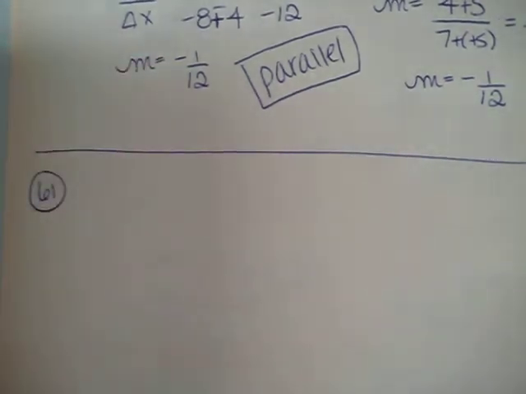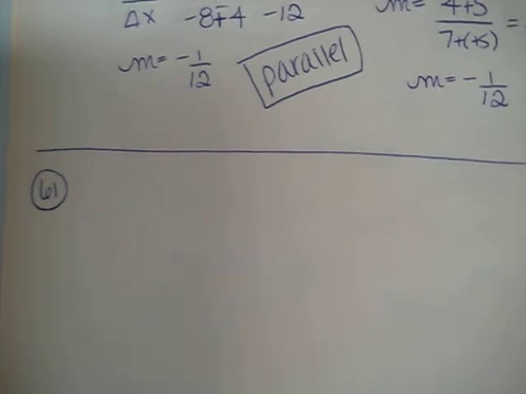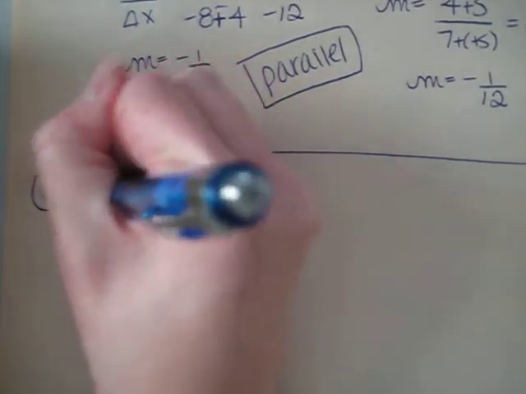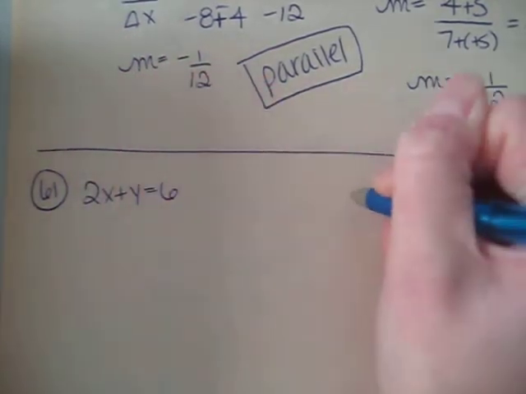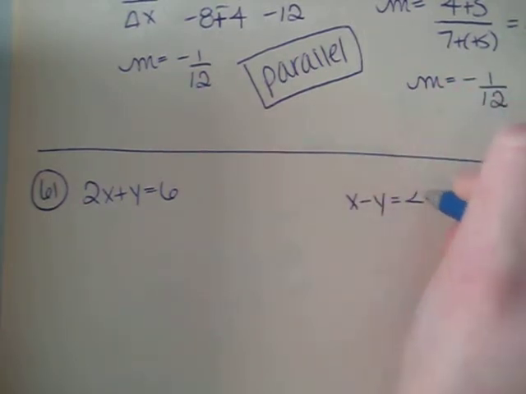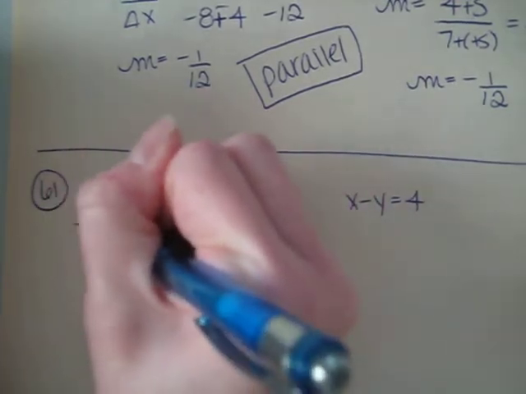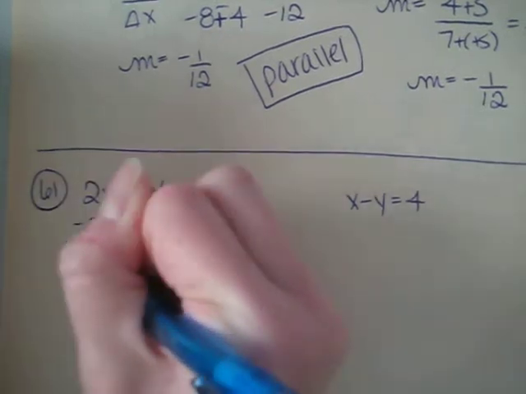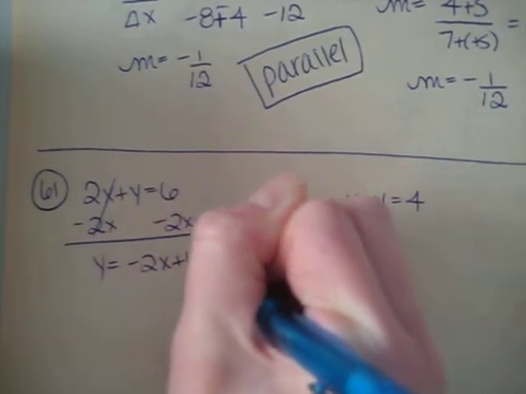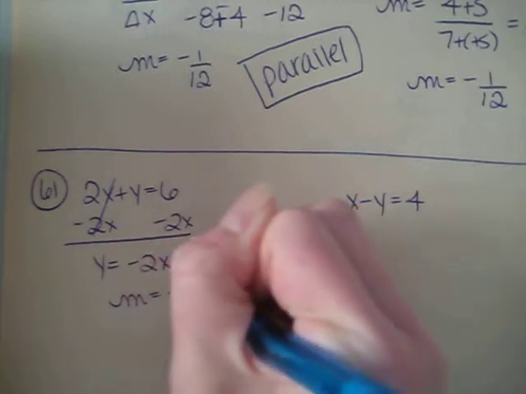Okay, our next one is number 61. Now at 61, I'm given 2 equations. So at 61, I'm going to use the information that I did back in, which one was it? Objective number 2, which was to find the slope given the equation of a line. So 2x plus y equals 6, and x minus y equals 4. I'm going to rewrite both in terms of y equals. So minus 2x, y equals -2x plus 6. So my slope here is -2/1.